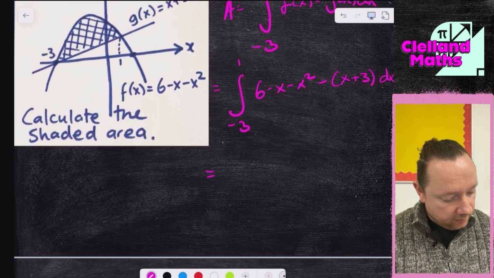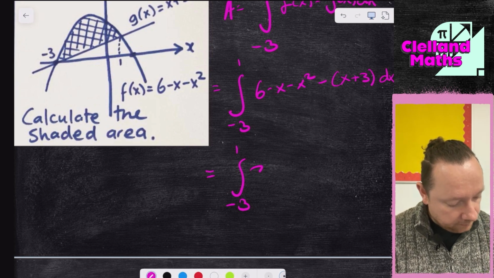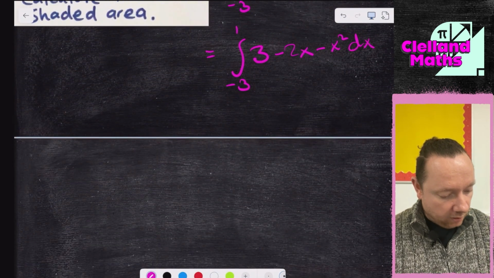So what does that give me? That gives me minus 3 and 1. I've got 6 minus 3, which is 3, minus x minus another x is minus 2x, and I've still got minus x squared dx. So I need to integrate all that.